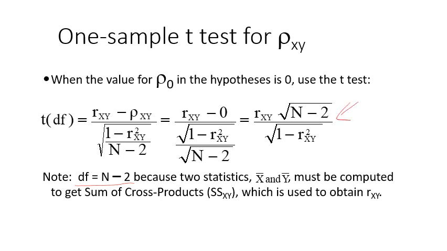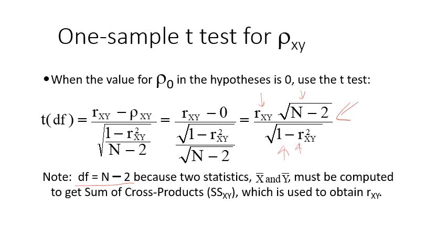This is actually a pretty easy formula. I'm talking more on the slide than I probably need to. It's just the correlation times the square root of n minus 2, divided by the square root of 1 minus the correlation squared.